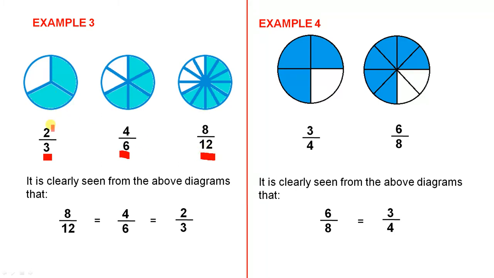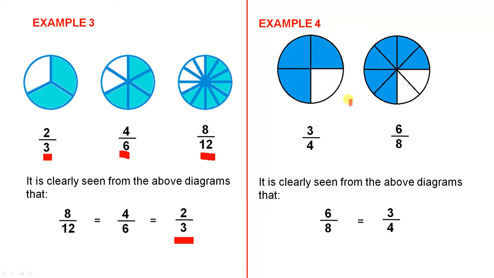This circle has 2 parts shaded, so it's 2 over 3. This circle has 4 parts shaded, so it's 4 over 6. And this circle has 8 parts shaded, so it's 8 over 12. It is clearly seen from the above diagrams that 8 over 12 equals 4 over 6 equals 2 over 3. And that is the simplest form of those fractions. But all of them, all those shaded areas, represent exactly the same area.